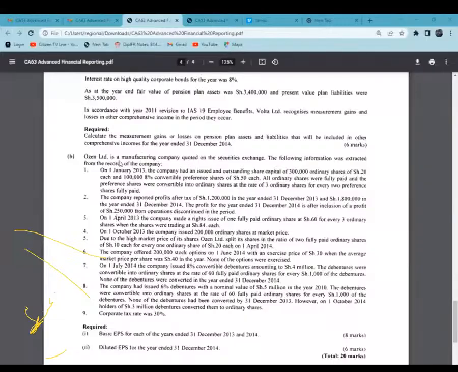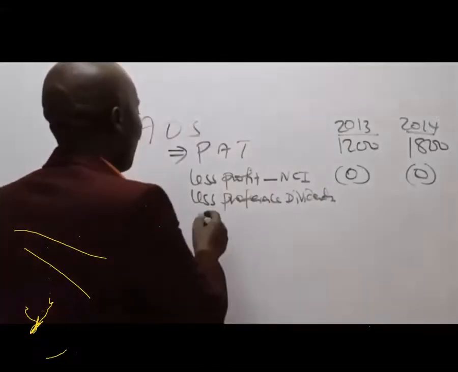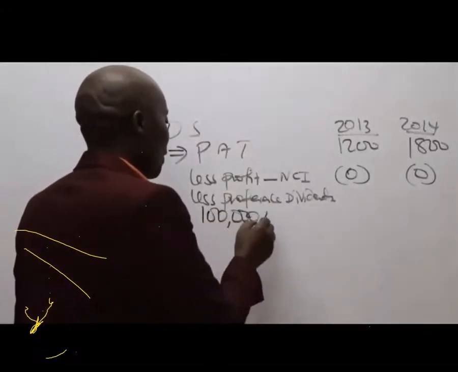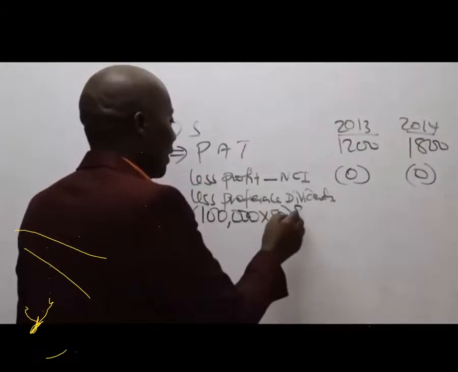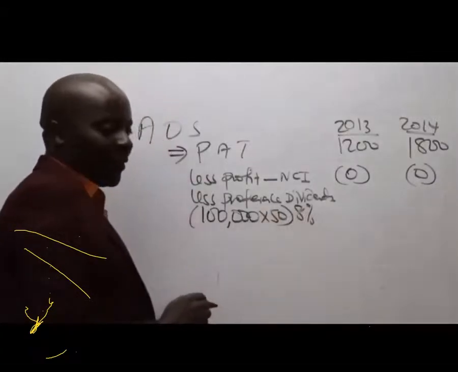Note number 1, on 1st January 2013, the company had an issued and outstanding share capital of 300,000 ordinary shares of shillings 20 each, and 100,000 8% convertible preference shares of 50 each. Thank you very much. So could we kindly calculate this preference dividend? It was 100,000 shares, each worth 50, and the preference dividend percentage is 8%.